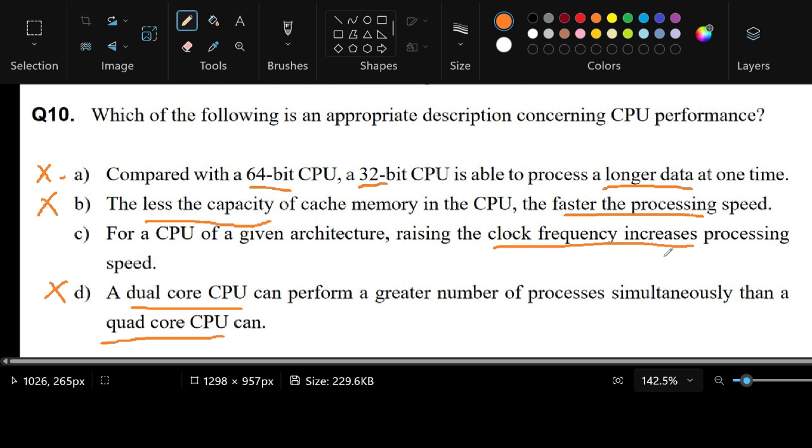Okay, so again, for this question, the correct answer is letter C.